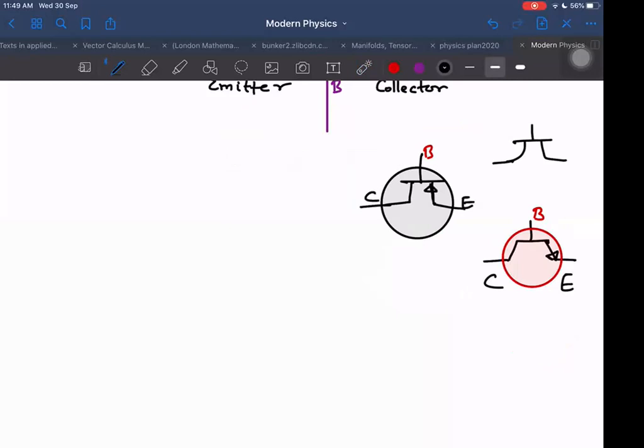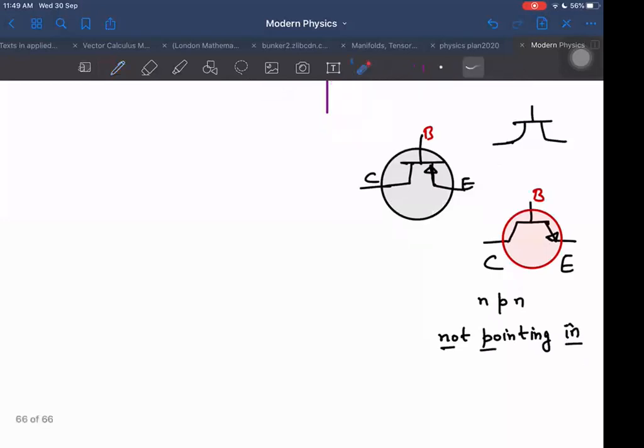But what does it mean then? Why comes in? Why comes out? Very simple way to remember. NPN, pointing in. Remember this way. Not pointing in. N for not, P for pointing, N for in. Not pointing in is NPN. Can you remember it? Yes, sir.